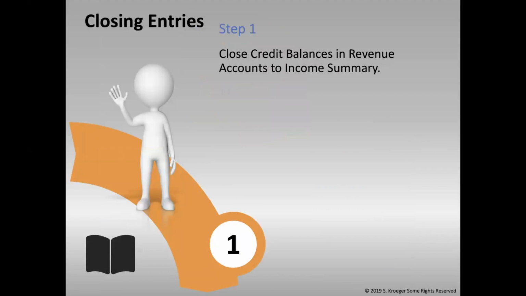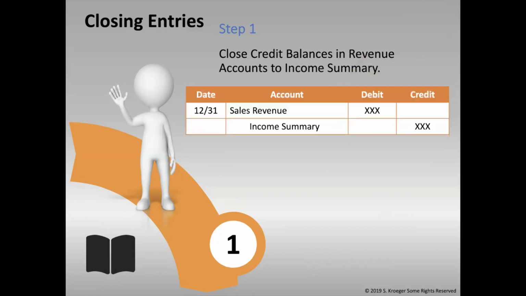The first step is to close any revenue accounts to the income summary account. To close an account, you subtract the balance out by doing the opposite of its normal balance. For instance, revenue has a normal credit balance. That means to close it out, we will debit that account. If we debit the revenue account, we credit the income summary account.